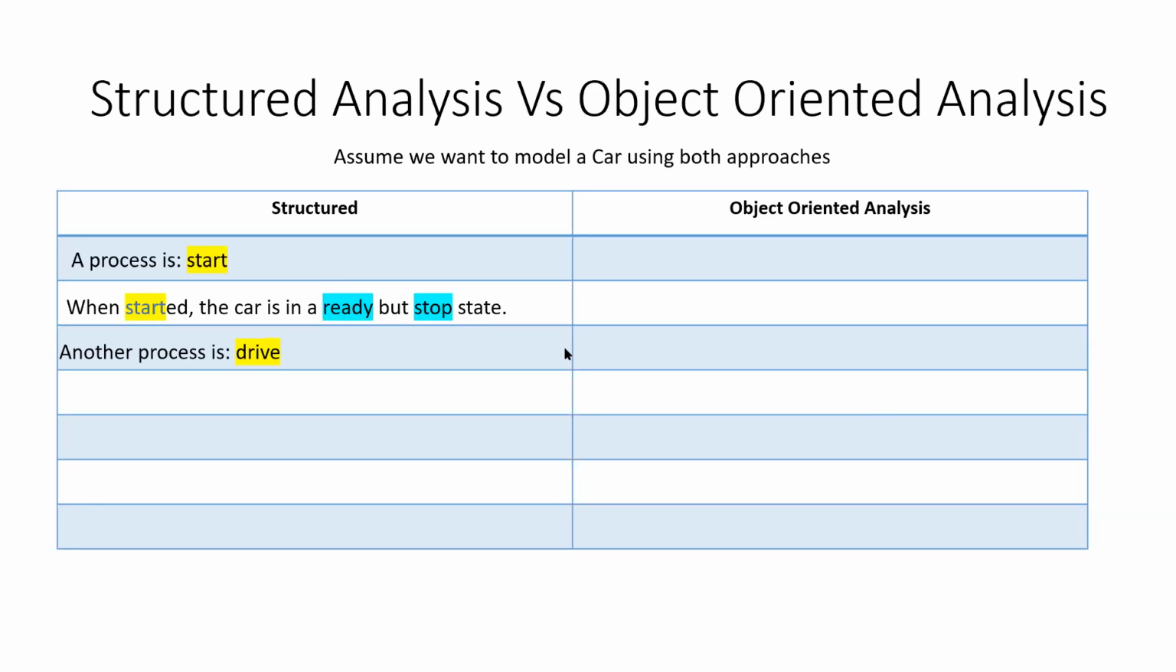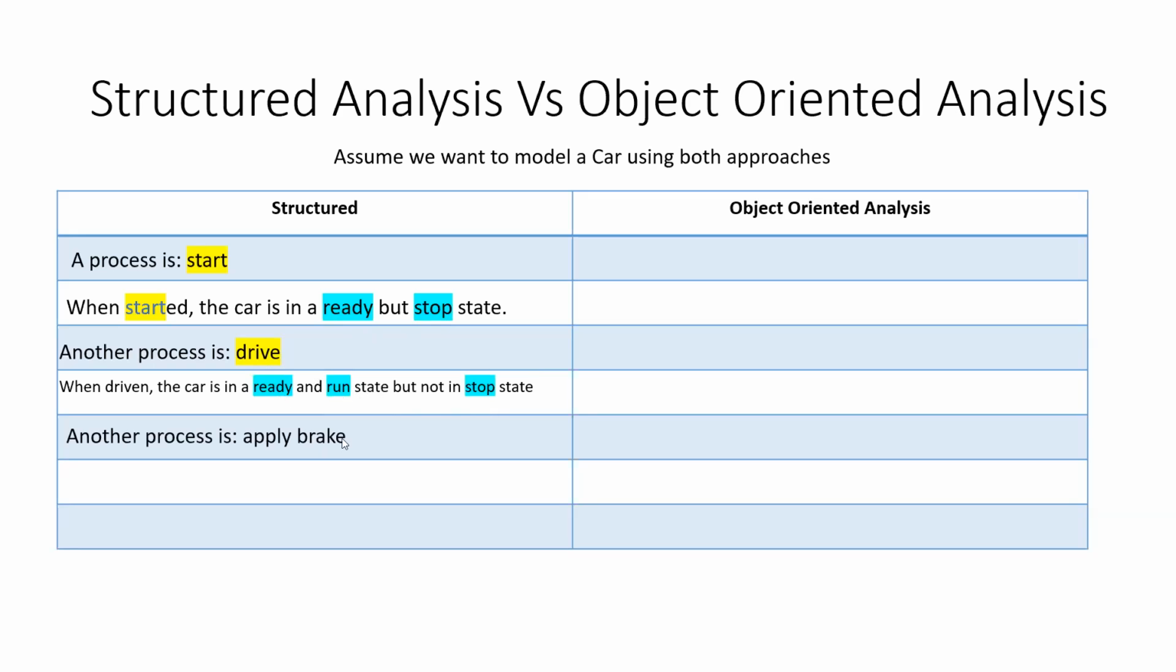Now the process could be to drive. When you have a process like driving the car, it can change the state of any of the data objects. We can say the car is in a ready state, but not in a stop state, and on top of it, we can say it's in a run state. We can again store more values corresponding to the state of the car.